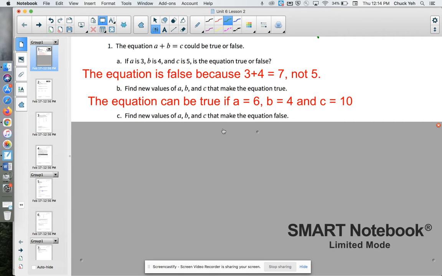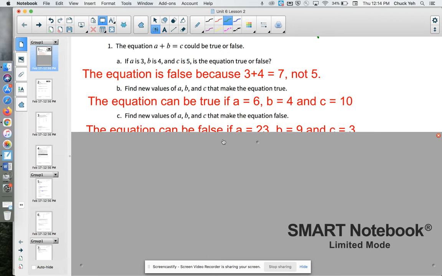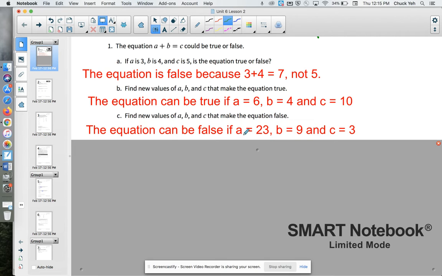All right, so pause it. When you're done, unpause it. The equation can be false if A equals 23, B equals 9, and C equals 3. Yes, because 23 plus 9 is not 3.